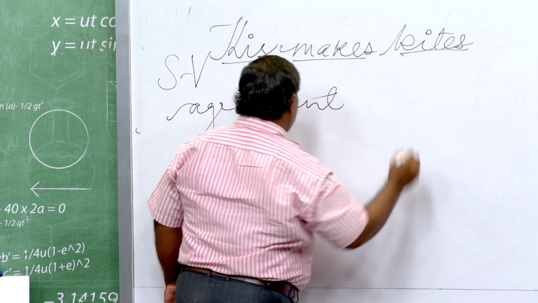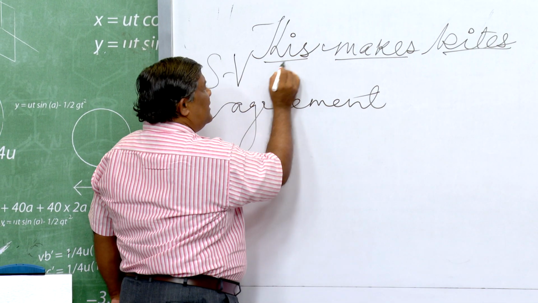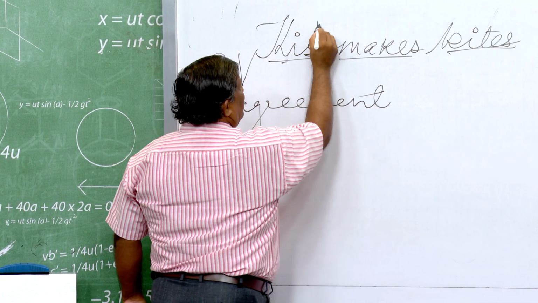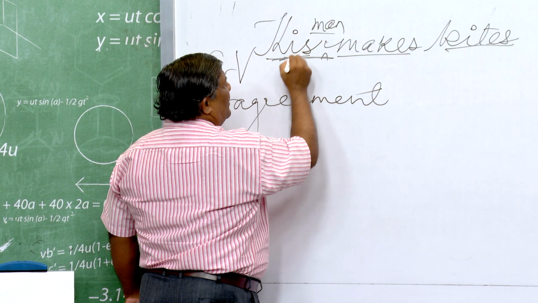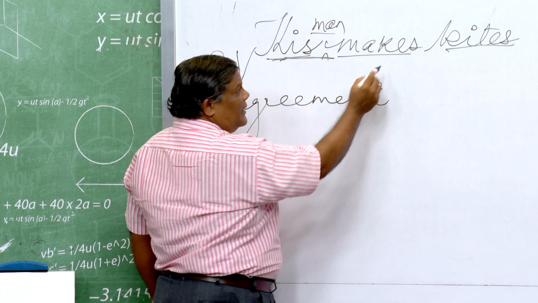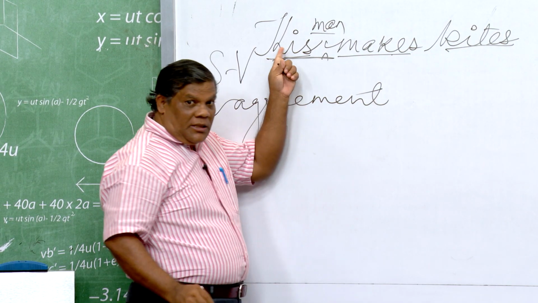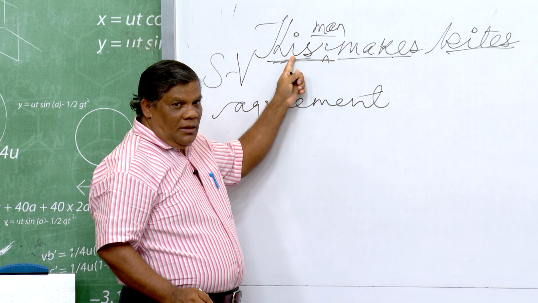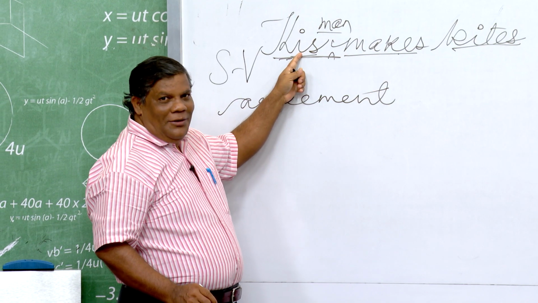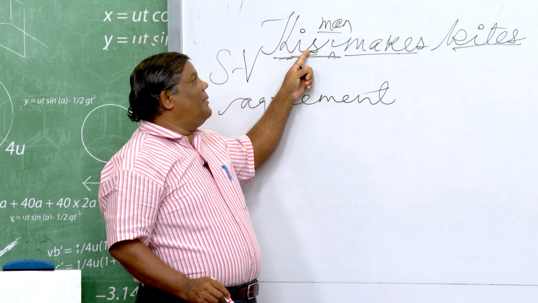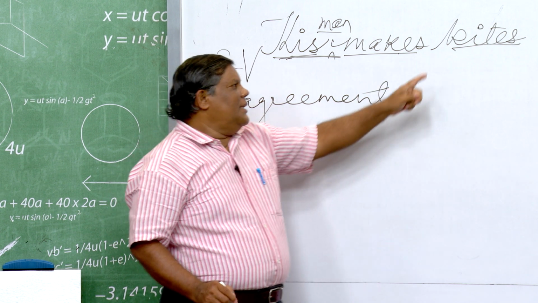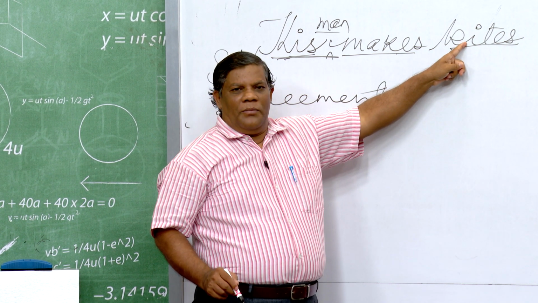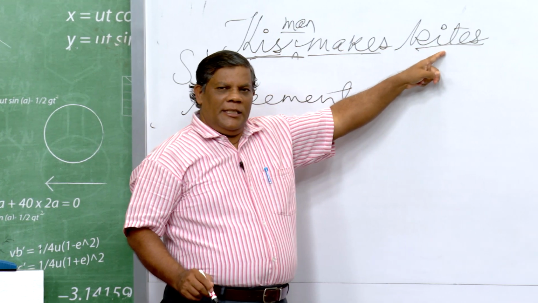Subject, verb, object, and here it is singular, this man. This is singular, you see, therefore it makes. Third person singular number, therefore the verb is makes, s is added to it. But here kites is plural, it is the object of the sentence.